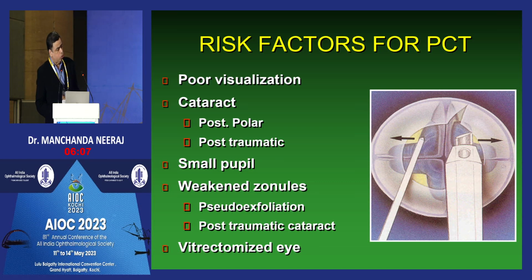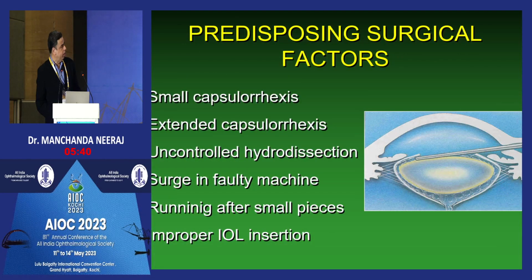It could be a post-traumatic cataract, or a cataract with a small pupil, pupil not dilating. Make sure that you write on your file that this is a small pupil cataract. This is just an indication in the beginning, so that when you are starting to operate, your team is ready with pupil expanders or whatever you want to do. Then weak zonules, pseudoexfoliation, and any vitrectomized eye. You have to be very careful. I also do posterior segment retina surgeries, so we have to be more careful with the patients that have been operated for vitrectomy.